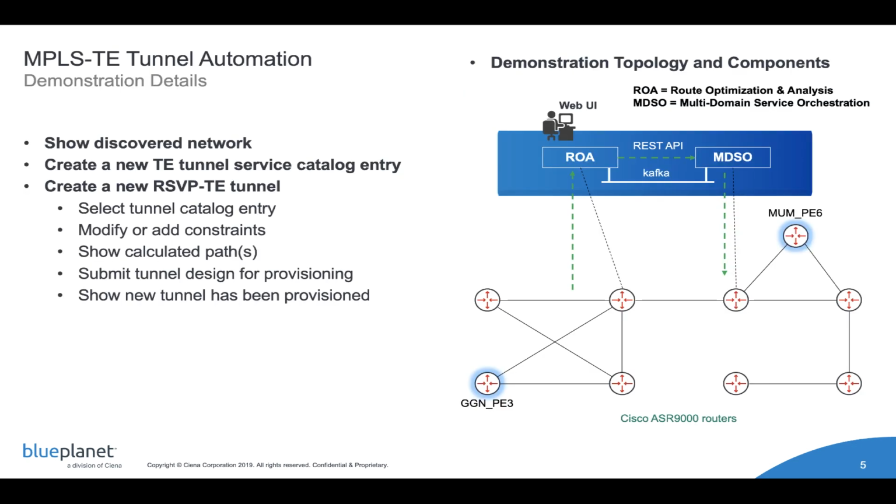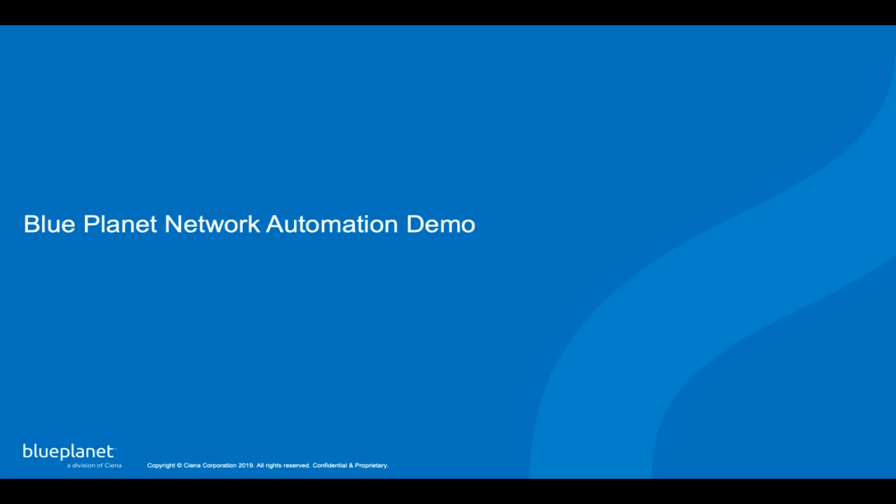In the following demo, my colleague will use the Blue Planet Web UI to show the discovered network, create a new TE tunnel service catalog entry, and then create a new RSVP-TE tunnel to support the customer's VPN service. The same process would be used for networks supporting segment routing.